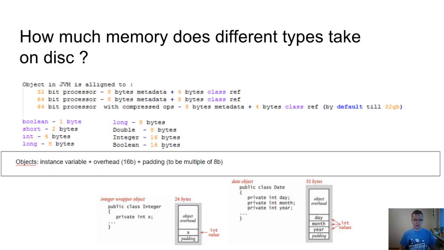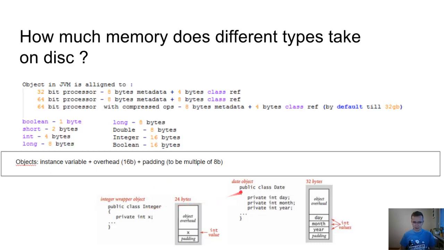Okay, so about objects. The usage of memory for an object: to know how much memory, we have to add the memory used by each instance variable to the overhead associated with each object, which is typically 16 bytes.